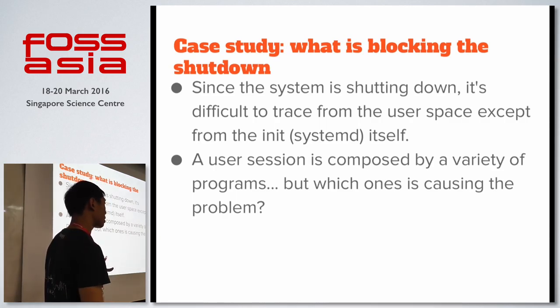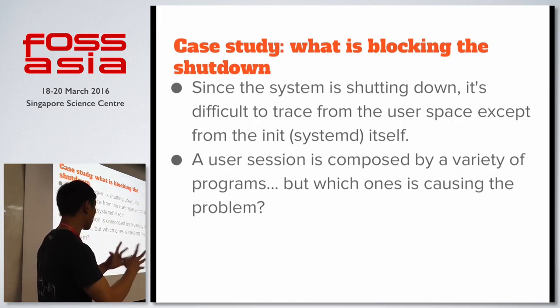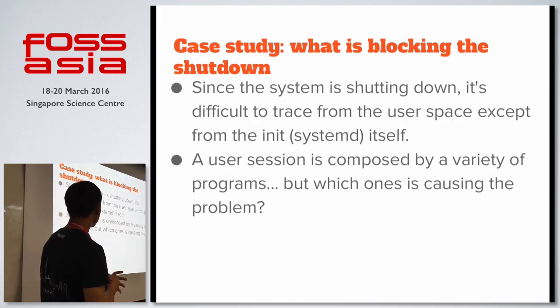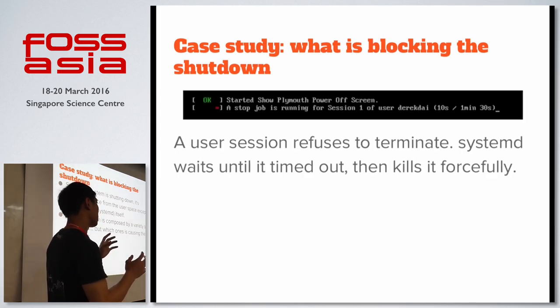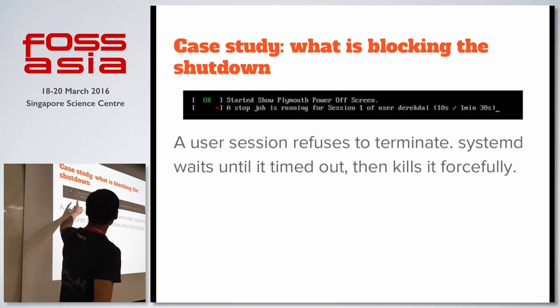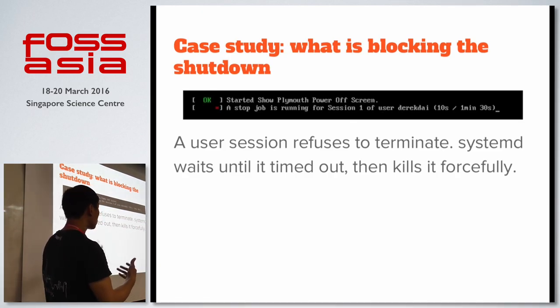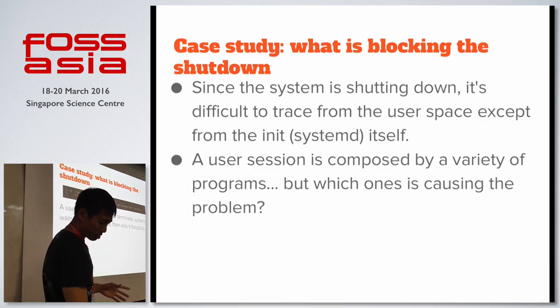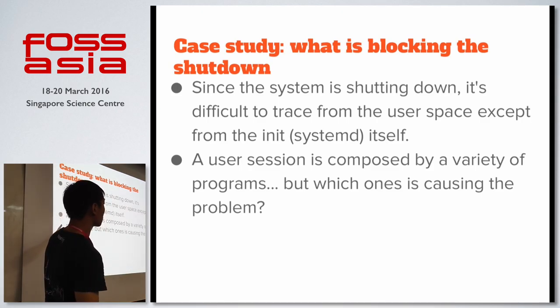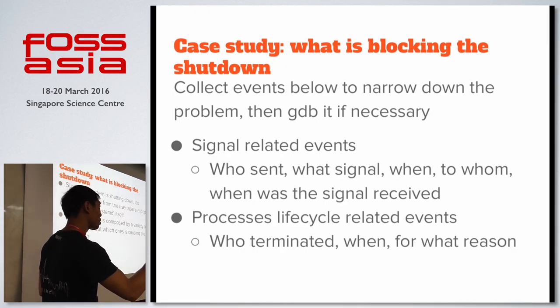And because a user session is composed of a lot of user processes, you cannot just check this line to see which process is blocking the system. So either you can write some plugin to systemd to log the information about which process timed out, or you can trace it with ftrace, because the kernel does that for you.